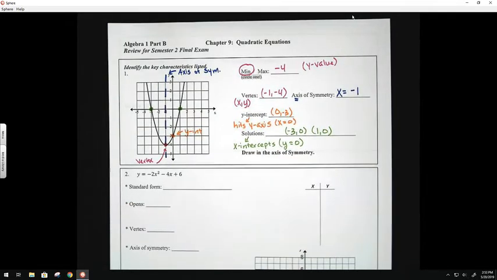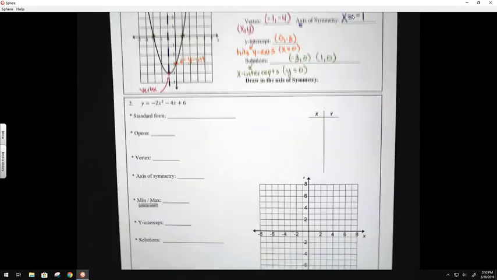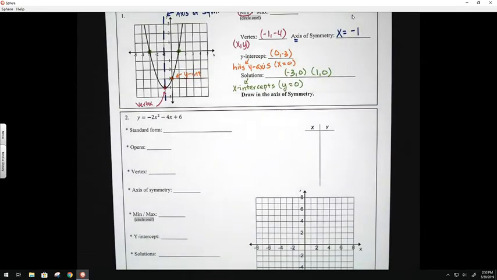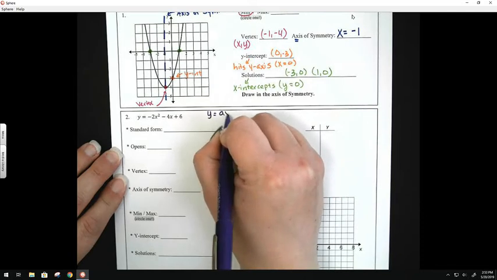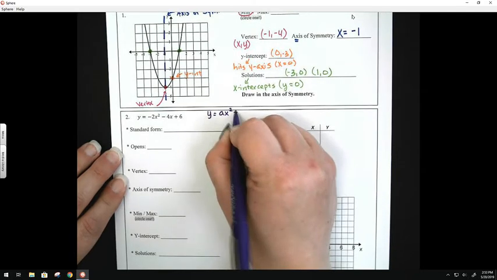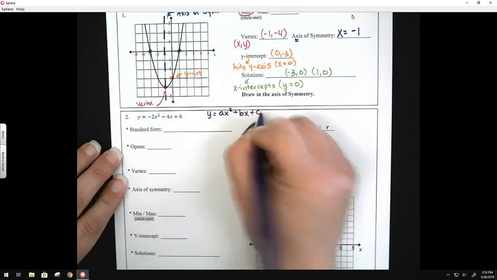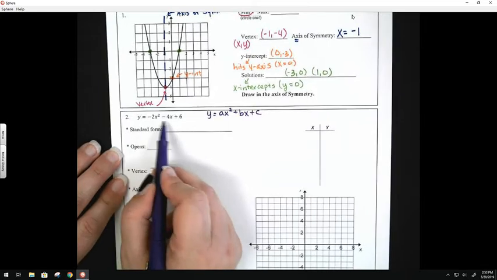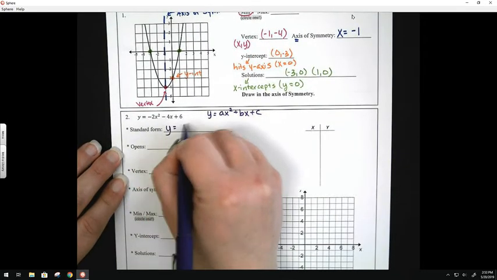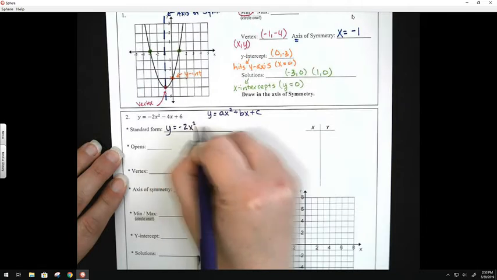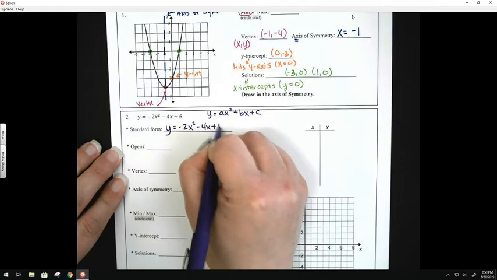Okay. Now, the other part of this was being able to create your own graph. So we give you an equation, and the first thing you need to do is put it in standard form. So you have to remind yourself that standard form is y equals ax squared plus bx plus c. So when we look at this equation right here, we notice it's already in standard form, which is really good for us. -2x squared minus 4x plus 6.